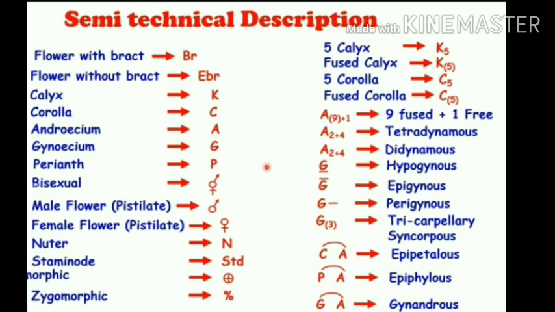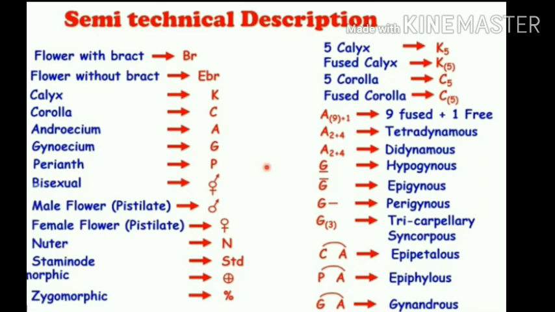If a flower is actinomorphic, which I have told you means radial symmetry, as I explained in the flower description, we represent it with a plus symbol. If it is zygomorphic, which I told you earlier in the symmetry topic is bilateral symmetry, it is represented with a percentage symbol. So this is all about the general characters of the flower, and next let us come to the description of the calyx.